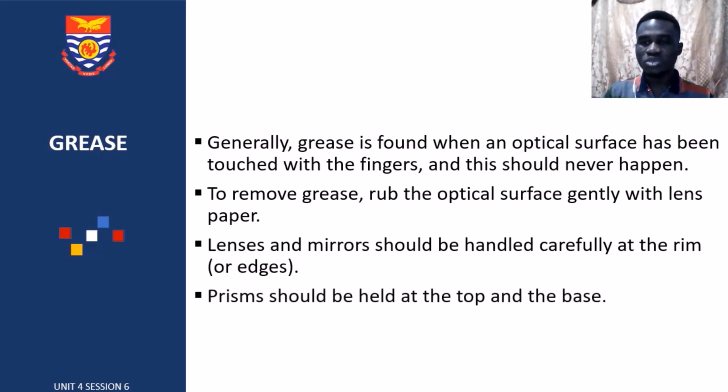Now, let's assume this is a prism. You observe that for a prism, we look through the edges here, so the edges are the places that are of importance to us. Anytime we are handling prisms, if it is rectangular, we must handle them at the top, in this way, like you are seeing. You are not supposed to handle this edge, because when you do, you introduce grease to the side that you are going to look through. So always the right position is to hold it in this position.